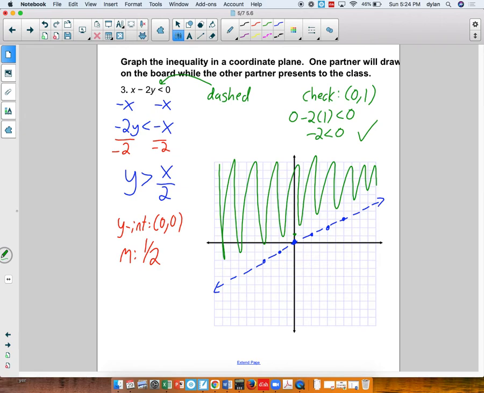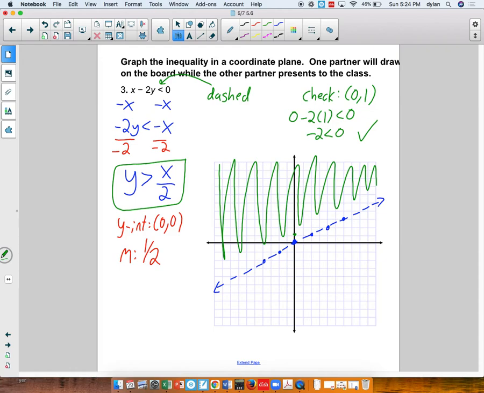And what I want you to notice here is a couple things. One, we couldn't check 0, 0, so we had to try a different point. Two, if you look at the original problem, it said less than, but we ended up shading above, and that really came from here at the end when we had y is greater than. So it's just something to pay attention to make sure that you don't miss things.